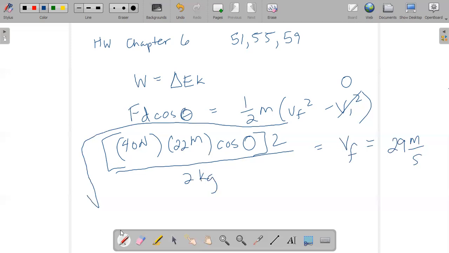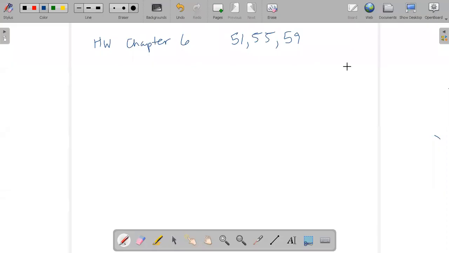All right, pause and let's move on. 55 says a catcher in a baseball game stops a pitched ball that was originally moving at 44 meters per second over a distance of 12.5 centimeters. The mass of the ball is 0.15 kilograms. What is the average force that the glove imparts to the ball during the catch?